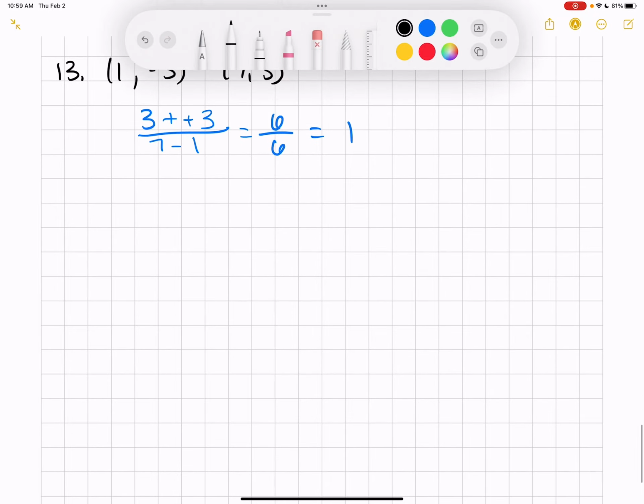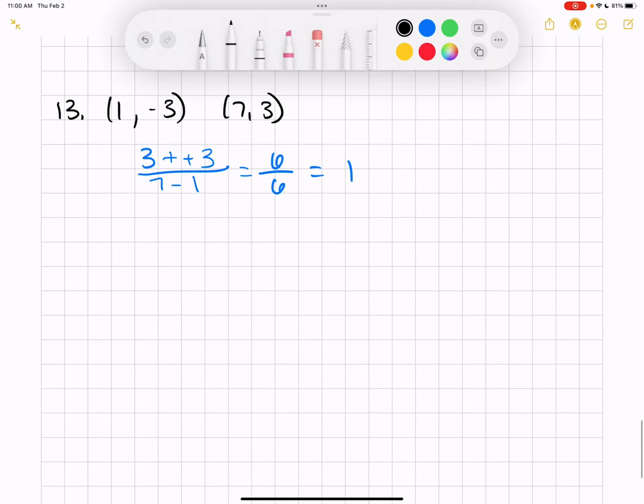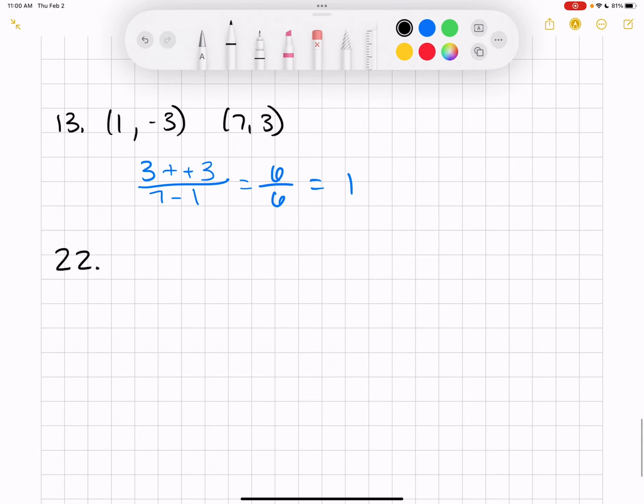All right. So, word problems. Actually, we're going to do these ones instead. So, whoa. I'm going to start with 22.